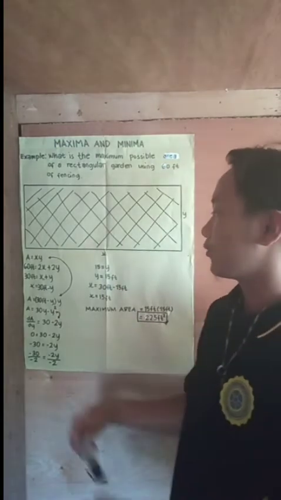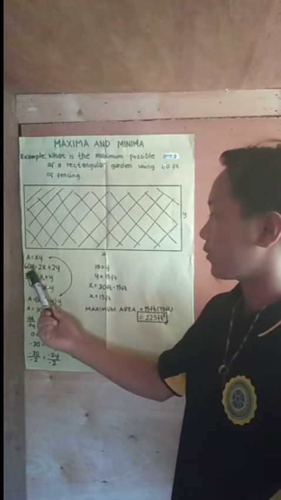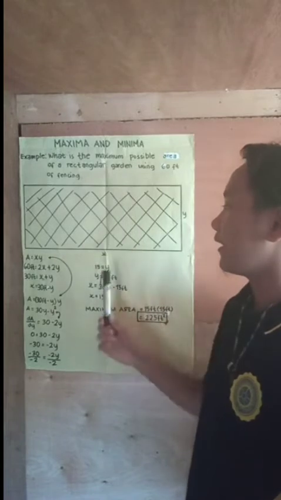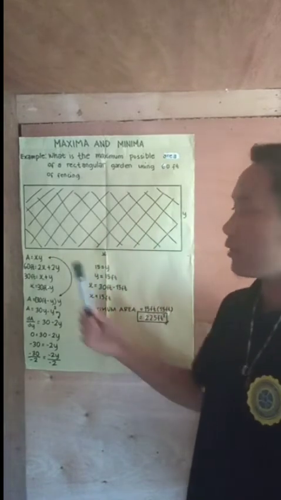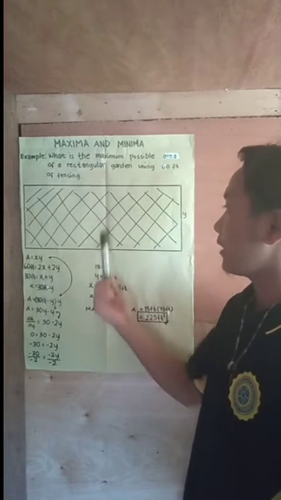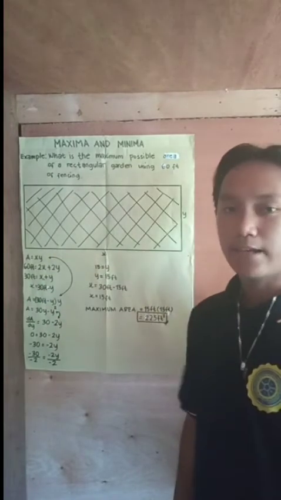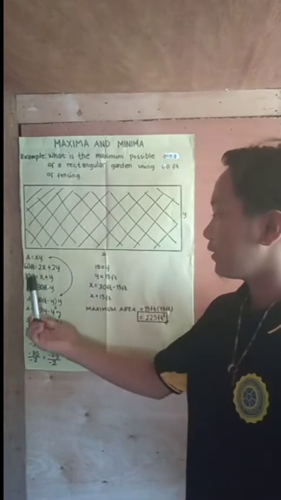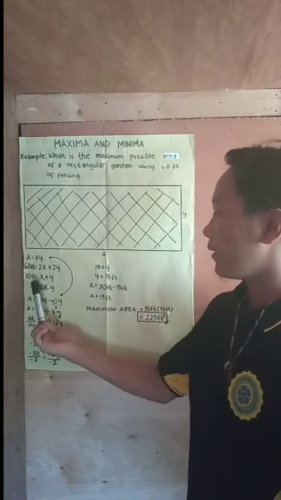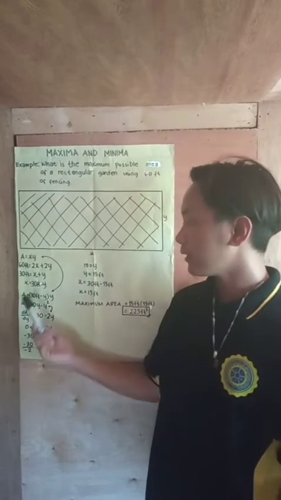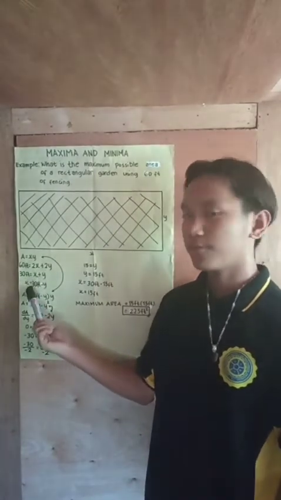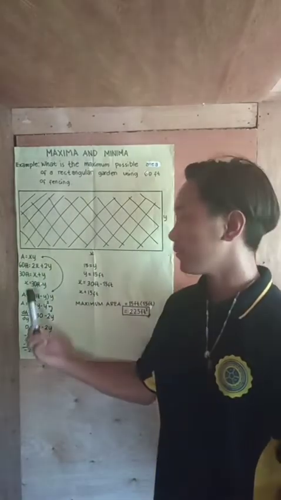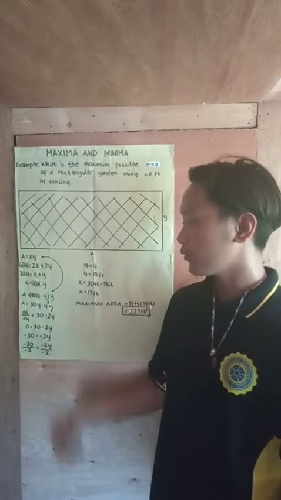Then we substitute. We know that the perimeter is 60 feet. We know that a rectangular garden has two widths and two heights. So 60 feet equals 2x plus 2y. Then we divide by 2 to make it x plus y. So 60 divided by 2, so 30 feet equals x plus y. Then we can write it as x in terms of y or y in terms of x, but we write it as x in terms of y. So x equals 30 feet minus y.